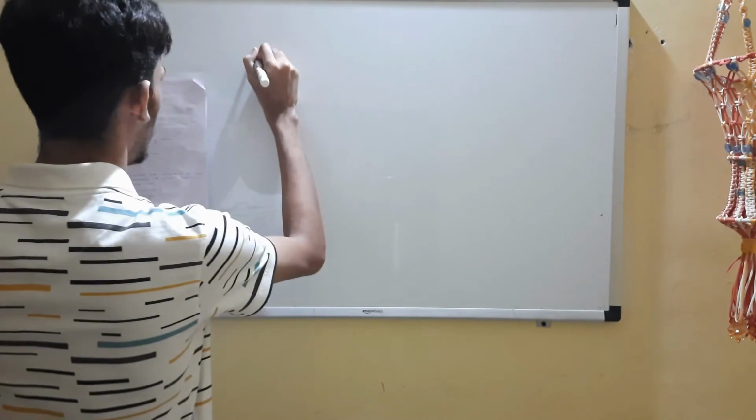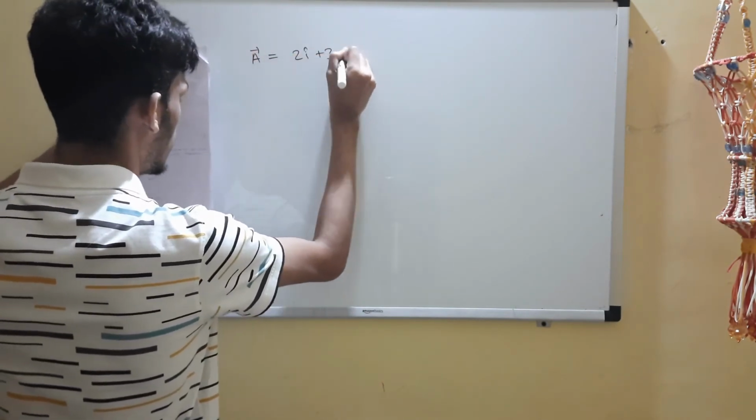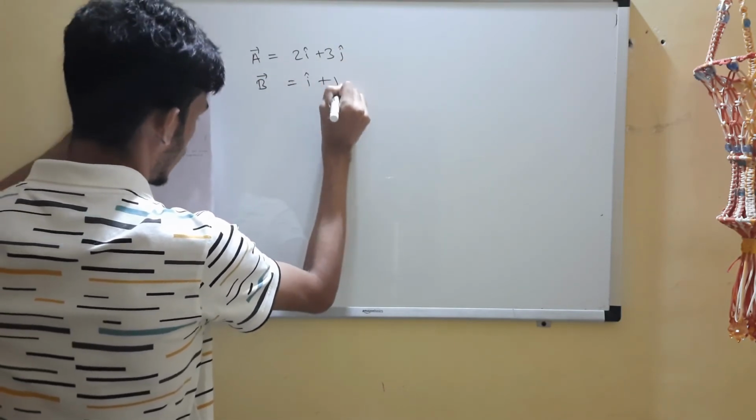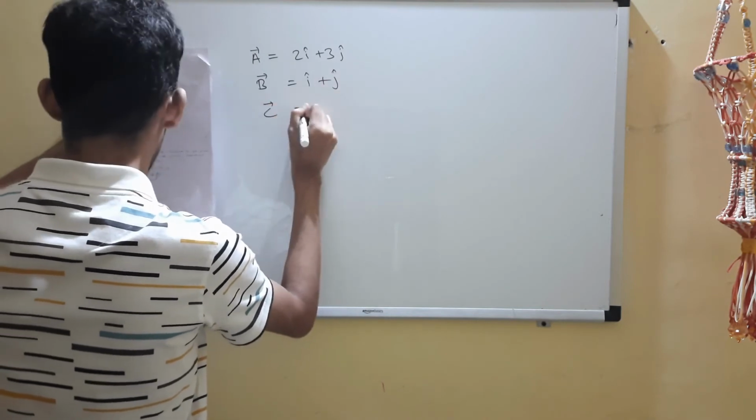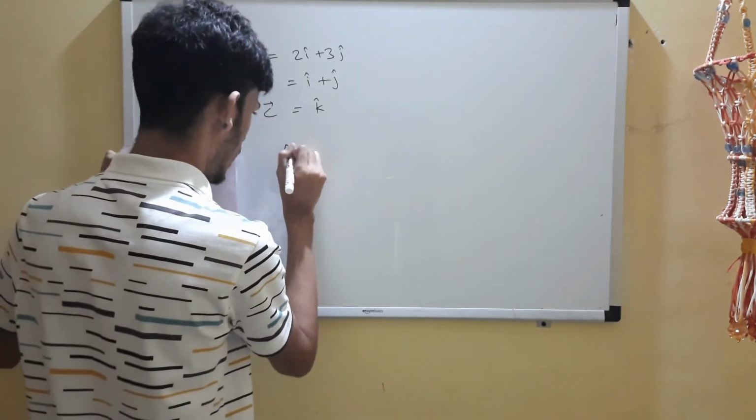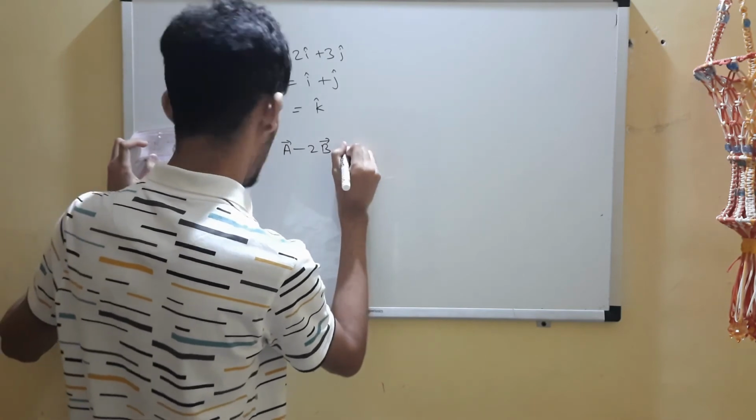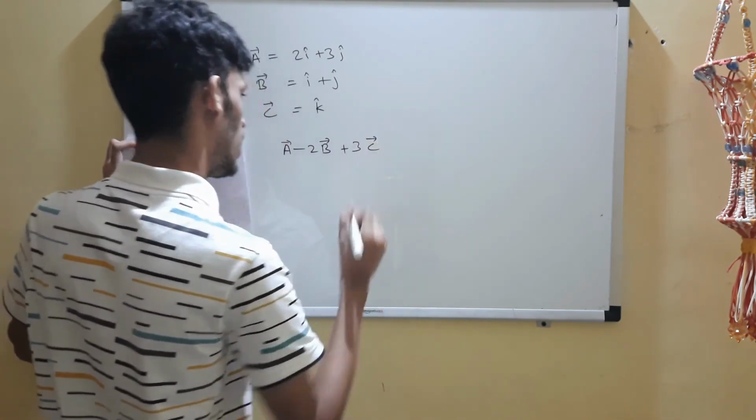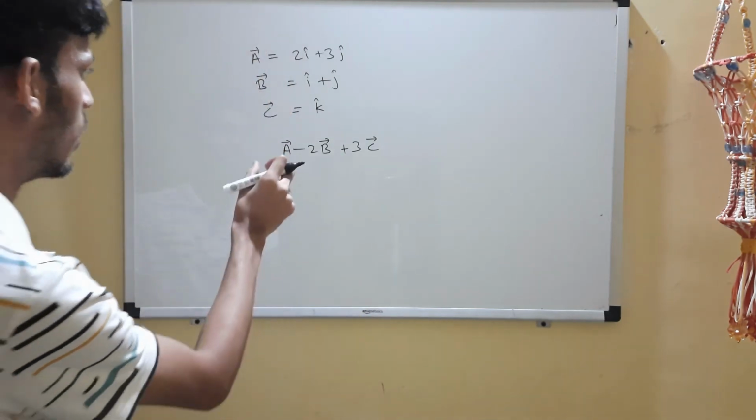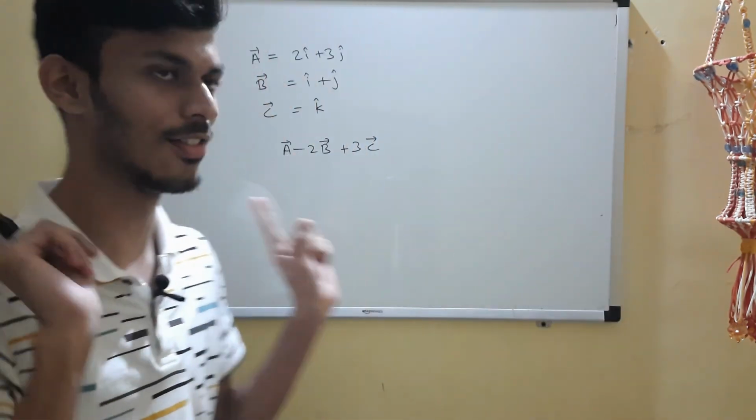Okay, so you have three vectors: a is 2 i cap plus 3 j cap, b is i cap plus j cap, and c is k cap. Okay, so you have these three vectors. You have to find a minus 2b plus 3c, and also find the magnitude later. First you need to know how to add and subtract two vectors which are given in component form.